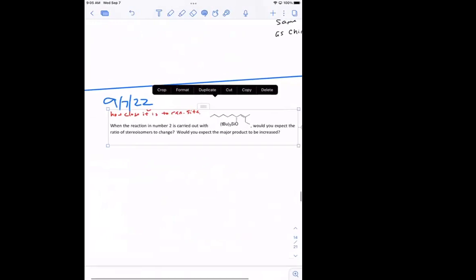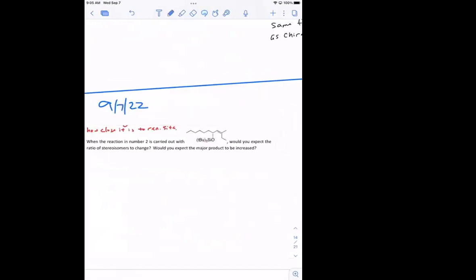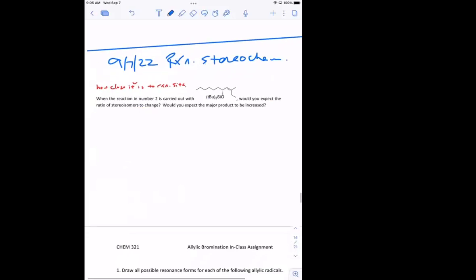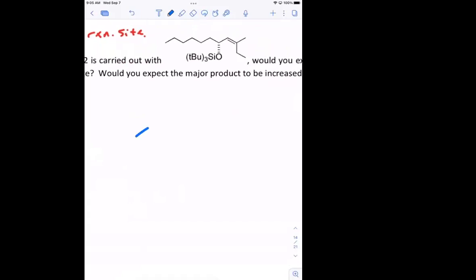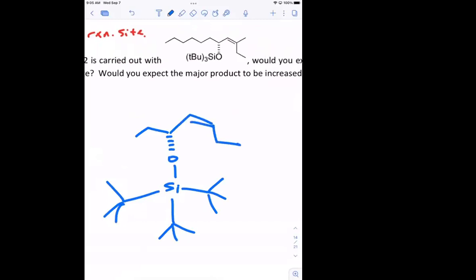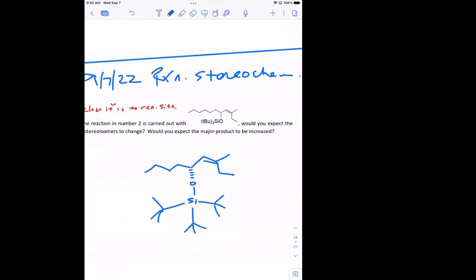All right, so the question now, we're gonna look at the same molecule. But the substituent on the chiral center is bigger, right? So that substituent actually looks like this now. Yes, it's got 3 tert-butyl groups on it. I'll just abbreviate the rest of the chain. So let's look at the question.